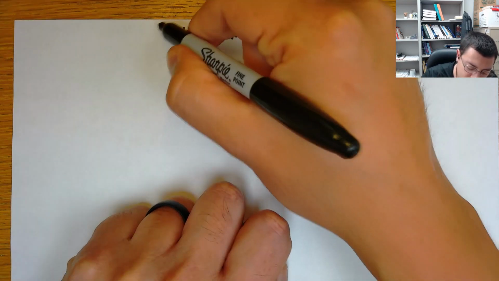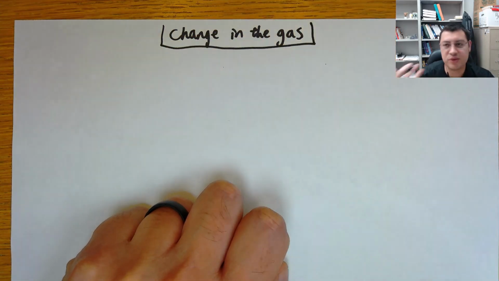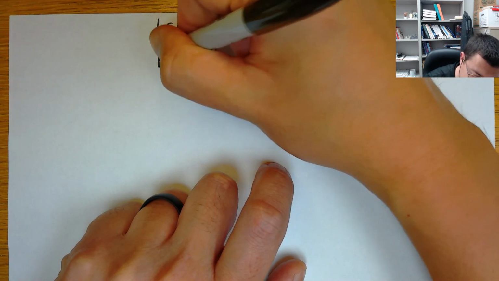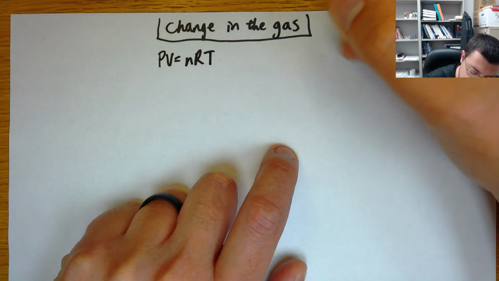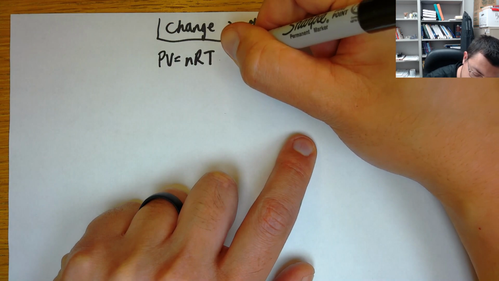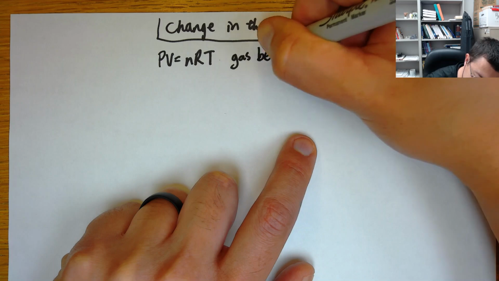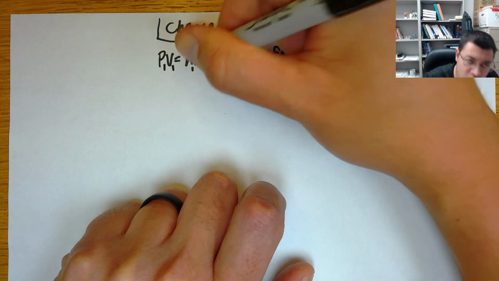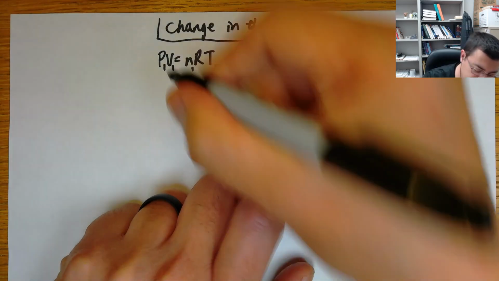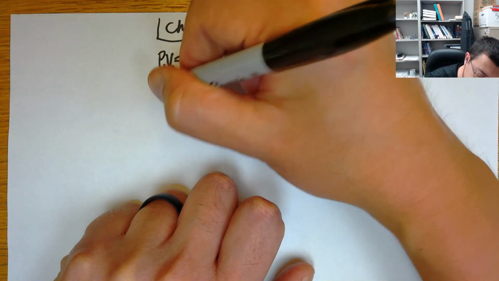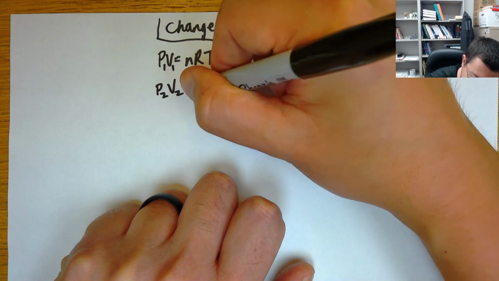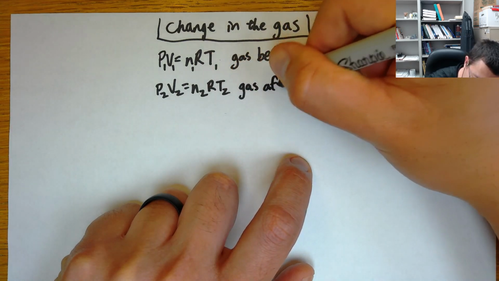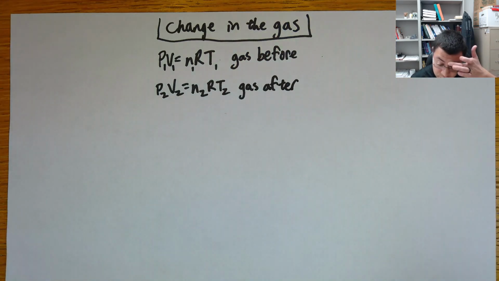All right? What if you apply a change or multiple changes to a gas? So we're going to start out with PV equals nRT, and we're going to say this is the gas before change, before you do a change. And we'll put ones on everything. R doesn't get a 1 because it's a constant. It doesn't change. And then for the gas after the change, P2 V2 equals N2 RT2, and that's the gas after. Cool? All right.